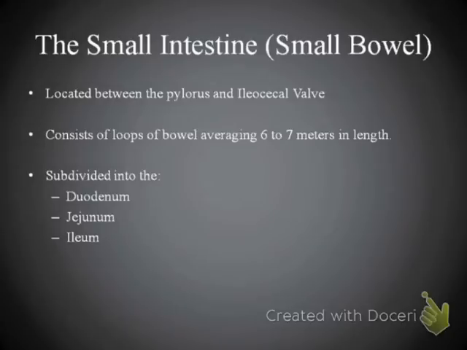So it's between 18 and 21 feet in length, which seems highly unlikely based on the way that you wouldn't think that you could have 21 feet of anything inside of your abdomen. However, the small bowel, based on the way that it's laid out, can actually do this. And it's subdivided into the duodenum, jejunum, and ileum.